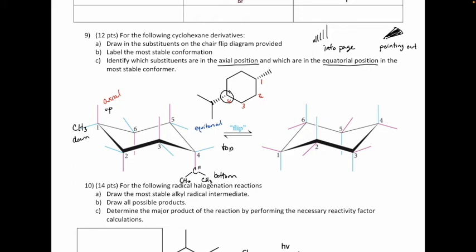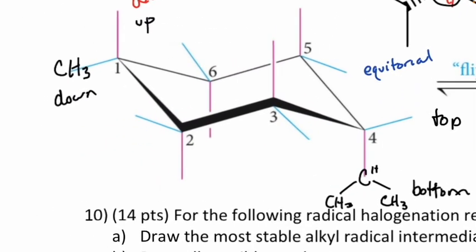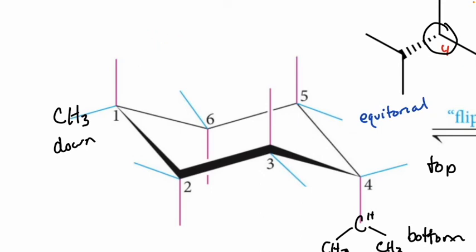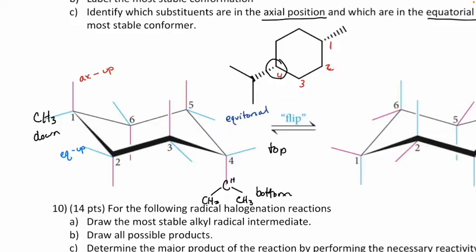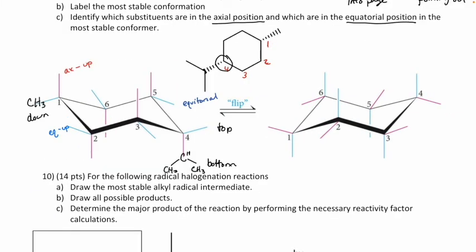All right, so it's not as simple as wedges are always axial and dashes are always equatorial. You got to look at that particular carbon and ask which bond's on top and which bond's on bottom. Right? If we take just carbons 1 and 2, for example, on carbon 1, axial is up, but on carbon 2, equatorial is up. So you got to look at that particular carbon and ask which bond is on top there.